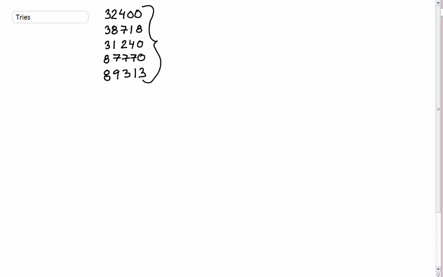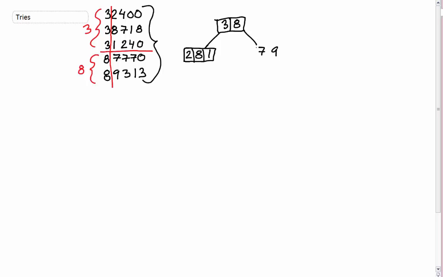All right, so we're going to be inserting these numbers into a try. The first thing we want to look at is what our numbers start with. So we have threes and we have eights. That means the root of our try will be 3 and 8. Now we look at our second numbers. For the ones starting with 3, we have 2, 8, and 1. For our numbers that start with 8, we have 7 and 9.